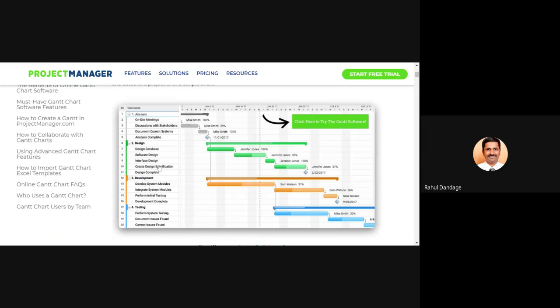So on left hand side, you can see there are multiple heads like design. In design, there are various activities: design database, software design, interface design, create design specification, design is completed. So these are the various activities in the design phase. Development phase: develop system modules, integrate system modules, perform initial testing, development is completed. So that is another. Testing: perform system testing, document the issues found, correct the issues found. These are the various activities.